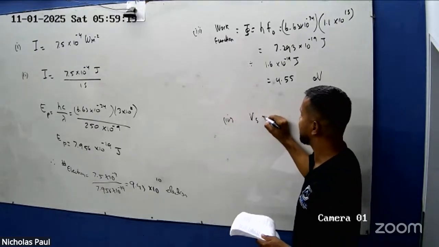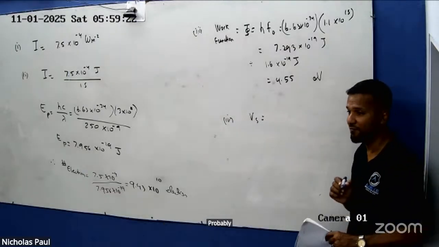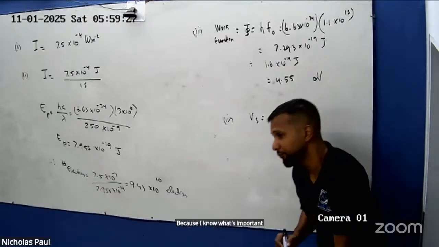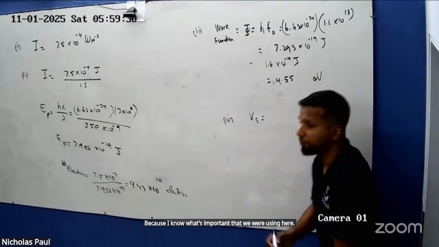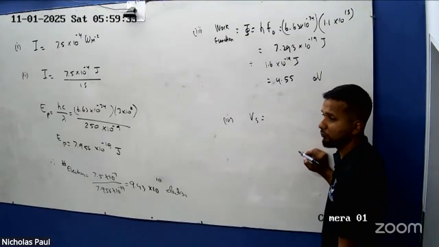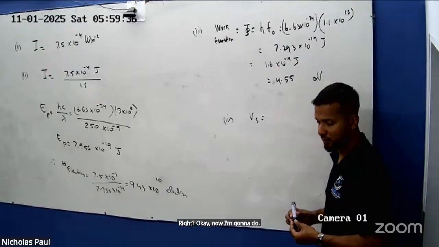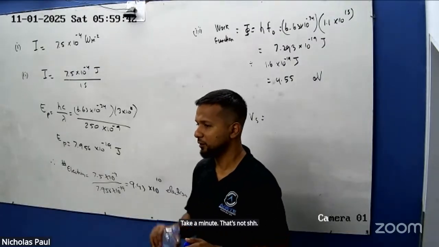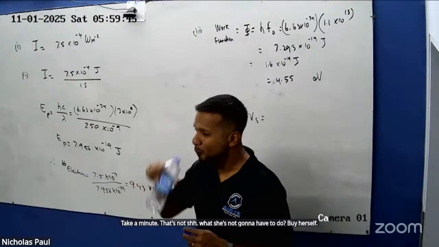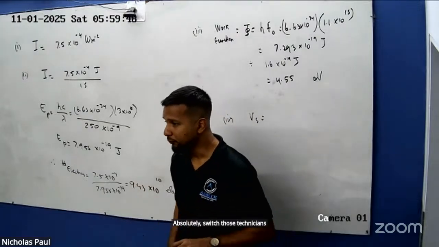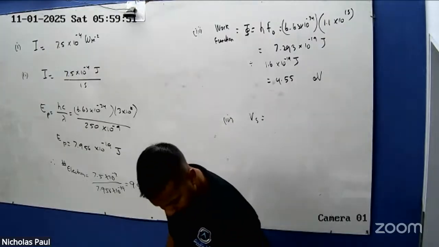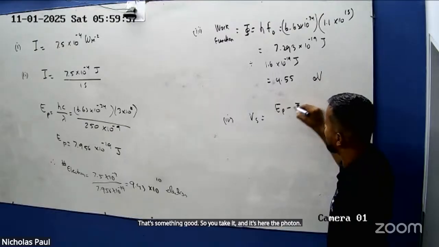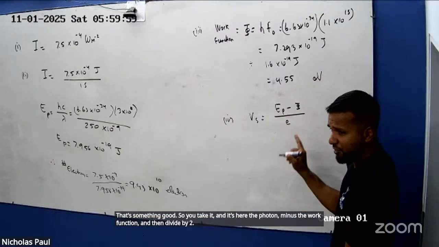How are we getting the stopping potential? Because I know what power we are using here. I'll give you a minute to do it by yourself. Very good. So you take the energy of the photon minus the work function and then divide by e. I just rearranged it one time.